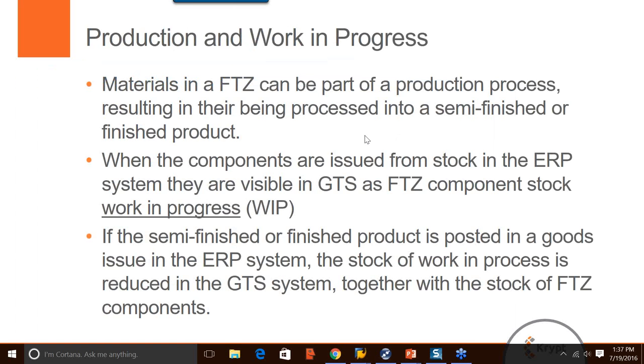So if you're using FTZ for production, you will have basically production processes carried out in your ECC system. So there'll be production orders created. Goods will be moved into the production process, and so there'll be material documents pulling the goods out of an inventory into a production process. And then when that production process is over, there'll be goods issues out of that production process.